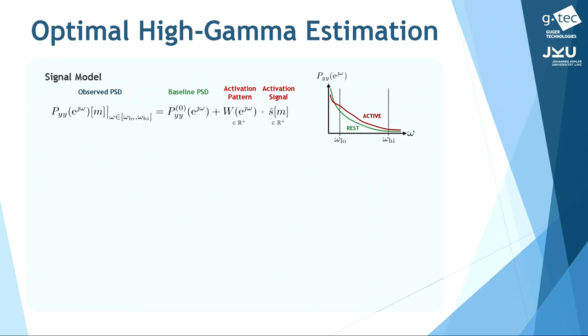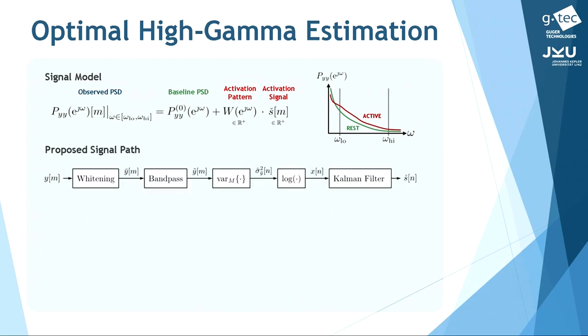All right, so let's start from scratch. I established a very simple signal model in the spectral domain where I have a baseline PSD, which is modulated by an activation signal, by an activation pattern. So this is straightforward. And the signal path I came up with involves a whitening stage in the time domain in the very first step. This is frequently done in the frequency domain, but it's lesser known that it also can be done in the time domain, and it's quite simple. So this balances out all the frequency components of the signal.